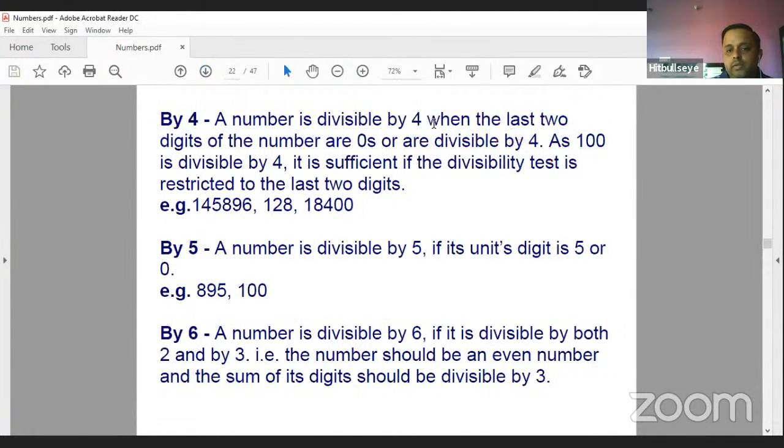For 4, I told you that the last 2 digits need to be checked. For 5, the last digit, the unit digit, should be either 5 or 0. If that happens, the number will be divisible by 5. For 6, the number is divisible by 6 if it is divisible by both 2 and 3. If the number is divisible by 2 as well as 3, then the number will be divisible by 6 also. I'm using the word and here, not or. So the number has to be divisible by 2 and 3 both, then it will be divisible by 6.